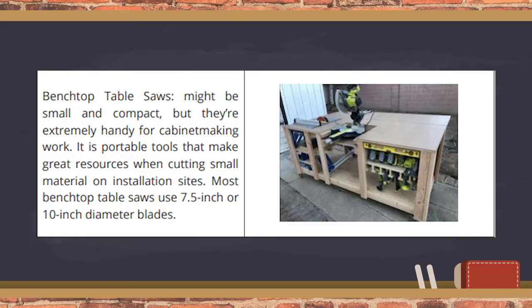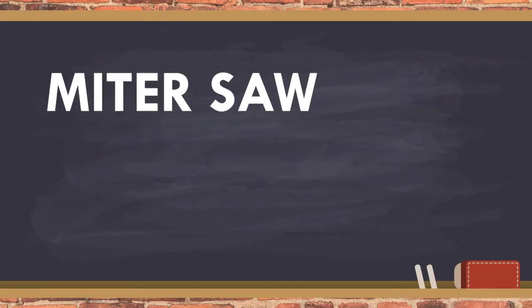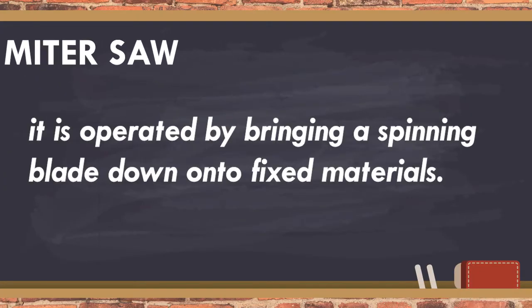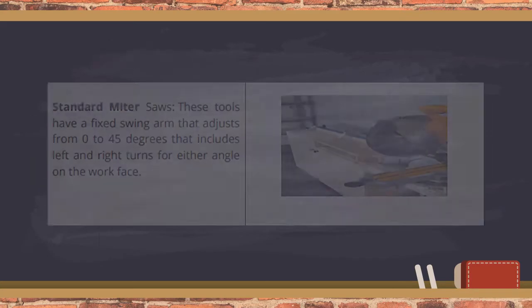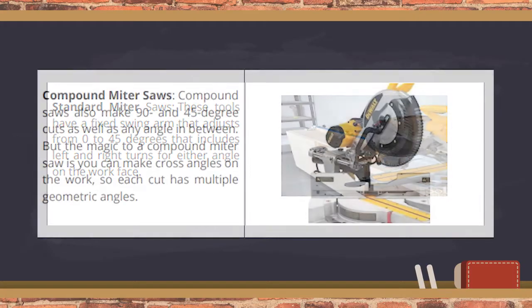Most benchtop table saws use 7.5 inch or 10 inch diameter blades. And we got another type of saw, which is the miter saw. It is operated by bringing a spinning blade down onto fixed materials. We got some of them. One is standard miter saws. These tools have a fixed swing arm that adjusts from 0 to 45 degrees that includes left and right turns for either angle on the workface.